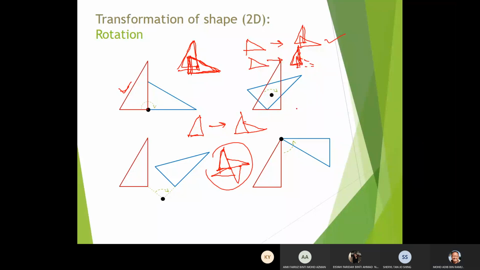Bear in mind that if the rule is like this, okay, where this is the original shape, this is the original shape, this is the original shape.